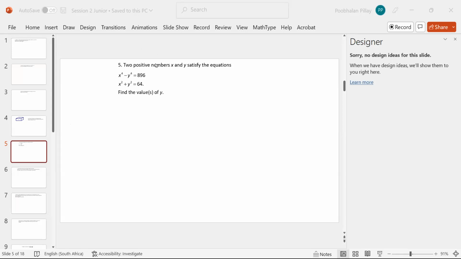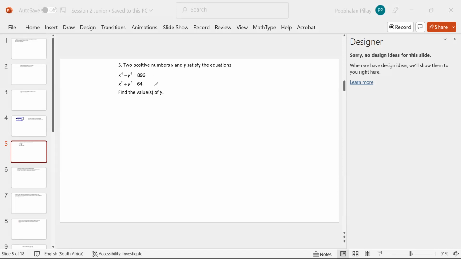The next problem says two positive numbers, right? So we are talking about positive numbers. These numbers are greater than 0. So those two positive numbers, x and y, satisfy two equations. x and y have got the property that if you take the fourth power of x and you subtract from it the fourth power of y, you'll get 886. And if you add their squares, you'll get 64. And the question is, find the value of y, not x, but y.